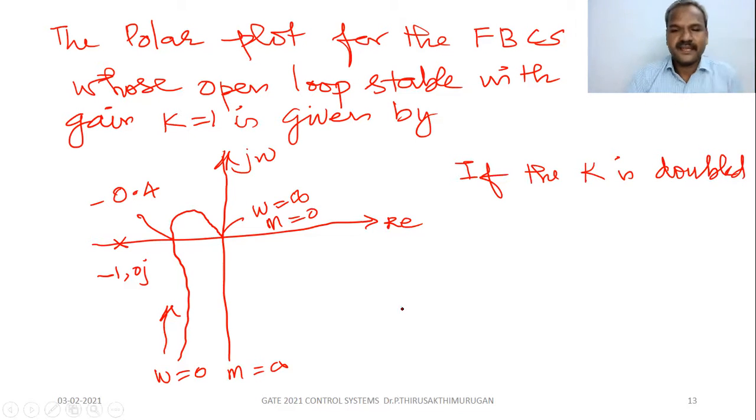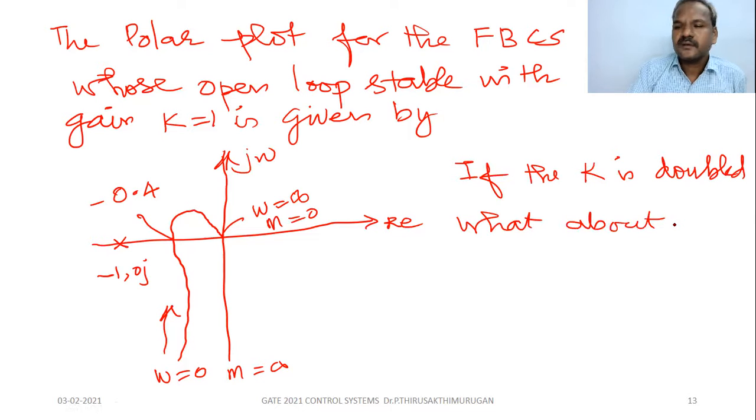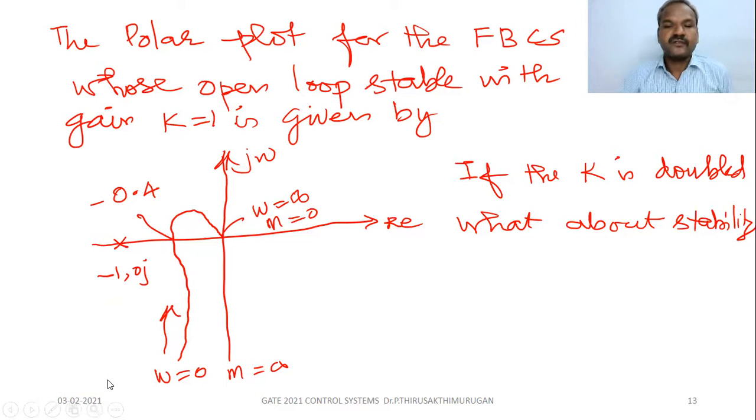what happens to the stability? If k is doubled, okay, for k equal to 1 it gives a stable system. If k is doubled, what about stability? Understand? So what is the solution for this? What is the solution? Tell me, my dear students, friends. Say the solution.